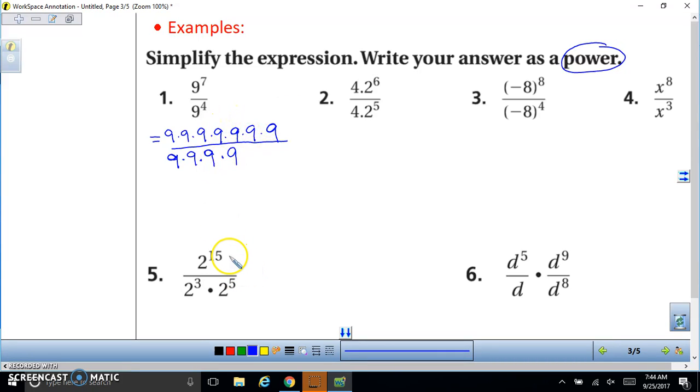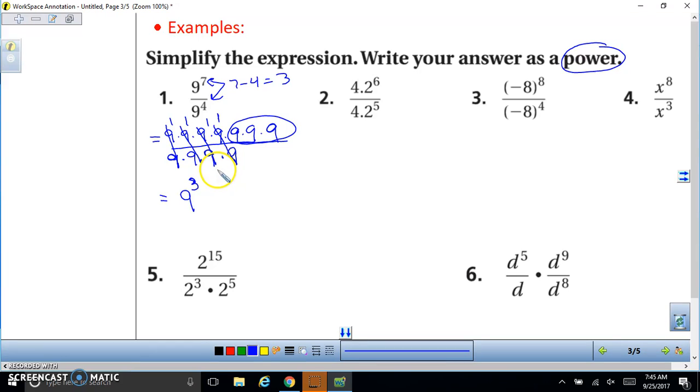Okay. Now, we simplify this down to say 9 divided by 9 is 1, 9 divided by 9 is 1, 9 divided by 9 is 1, 9 divided by 9 is 1. Now, we have 3 9s left, so the power, when we simplify this division problem, is 9 cubed, okay? That's the reason why we can subtract the exponents. And if we look at 7 and 4, what is 7 minus 4? 3. That's how we got 3.